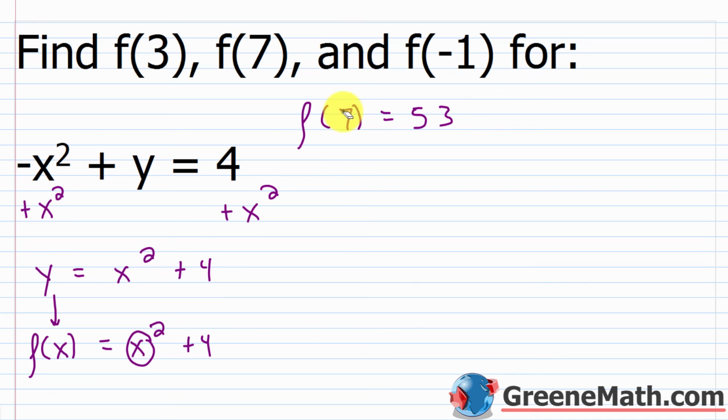Then lastly, if I wanted f of negative 1, well, I'd plug a negative 1 in for x. Remember, I'm squaring whatever x is. So negative 1 has to be inside of parentheses because I'm squaring the negative and the 1. So (negative 1) squared plus 4. Negative 1 squared is 1. 1 plus 4 is 5. So f of negative 1 is 5.